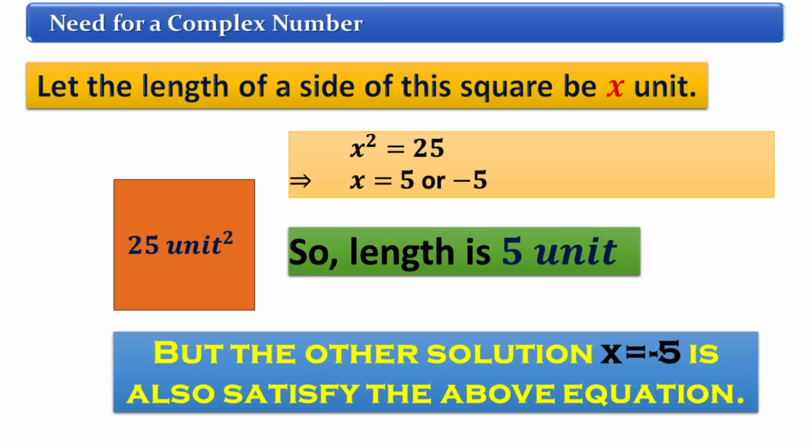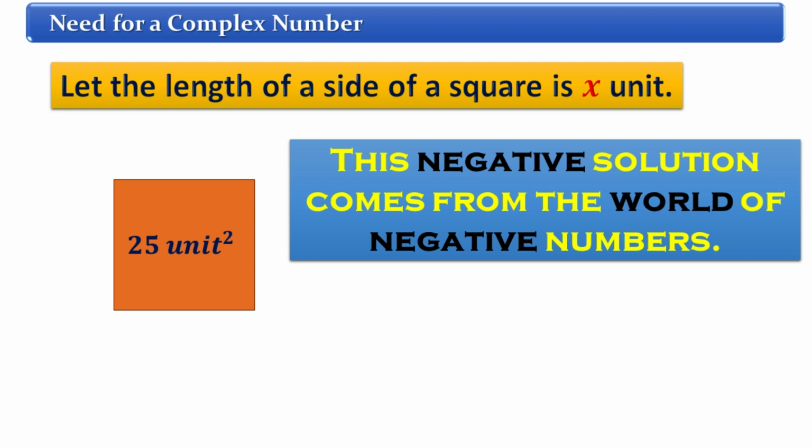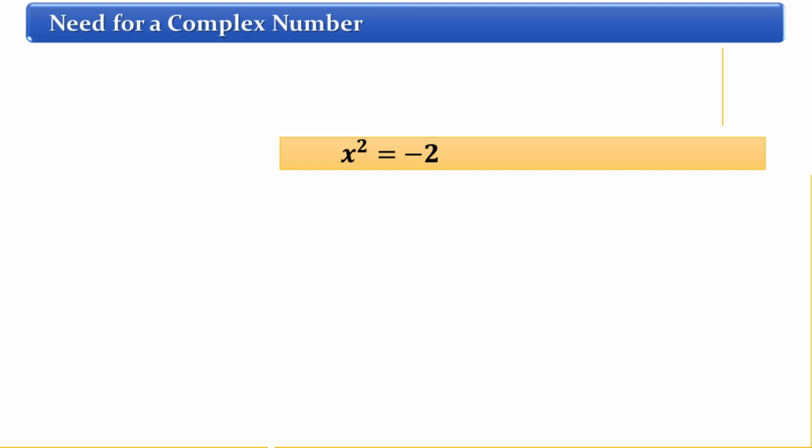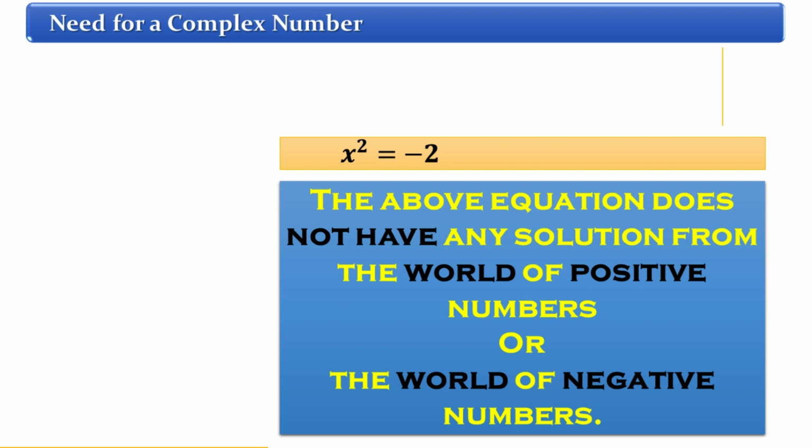But the other solution x equals minus 5 also satisfies the above equation. This negative solution comes from the world of negative numbers. Here the equation is x squared equals negative 2. The above equation does not have any solution from the world of positive numbers or the world of negative numbers.